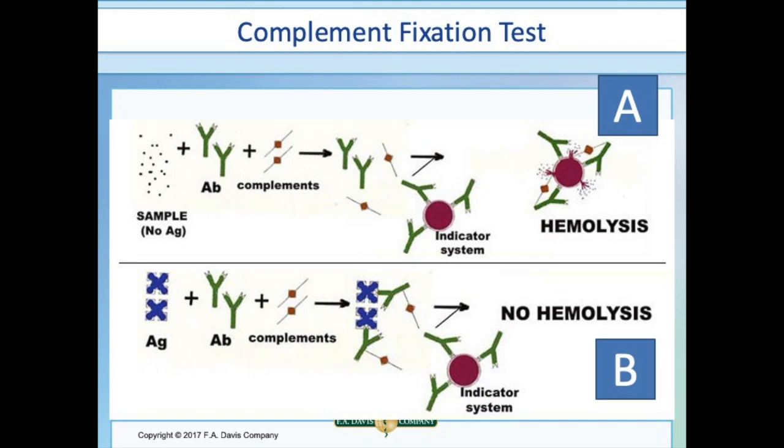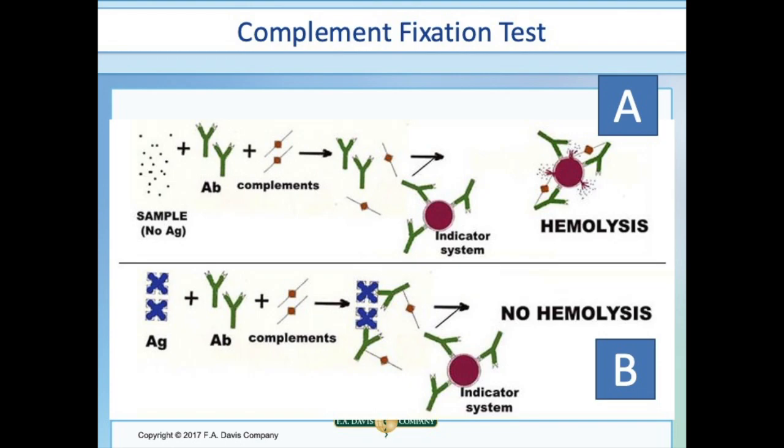And another indicator system is hemolysin. Okay, so what is a hemolysin? Hemolysin is an antibody that can lyse RBC. So again, indicator system: sensitized RBC, hemolysin. Okay, so take note that in complement fixation test, you need to inactivate the serum by heating it at 56 degrees centigrade for 30 minutes. That process is called heat inactivation, and the purpose of heat inactivation is to destroy native complement, because the complement that you will be using here came from the reagent. You do not want naturally occurring complement in patient serum to interfere with the results.